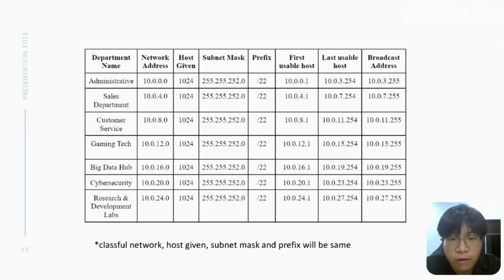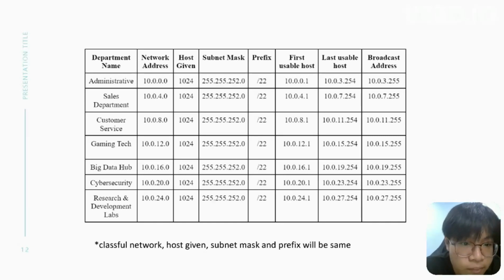So the network address of administrative will be 10.0.0.0. Then the first usable host is add 1 to it, which is 10.0.0.1. Then we can add 4 to get the next network address, which is 10.0.4.0. Then we minus 1, we get the broadcast address of the administrative.